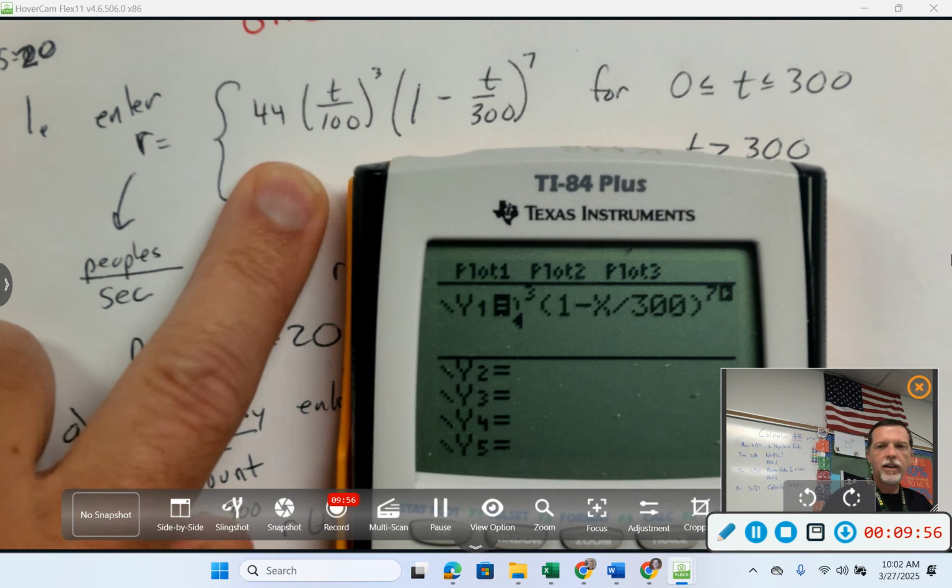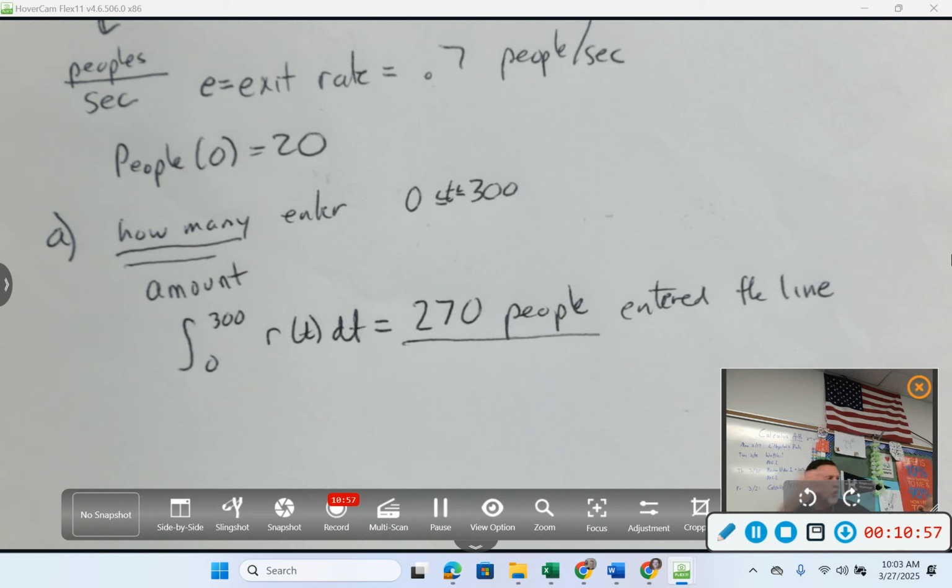And you don't have to answer in complete sentences, although make sure your answer makes sense. If they ask how many people enter the line, you don't have to say 270 people entered the line between 0 and 300 seconds. It's not like when you're in middle school and you have to give the full answer that includes all of the statement. You don't have to do that.